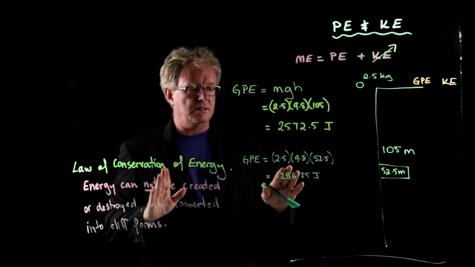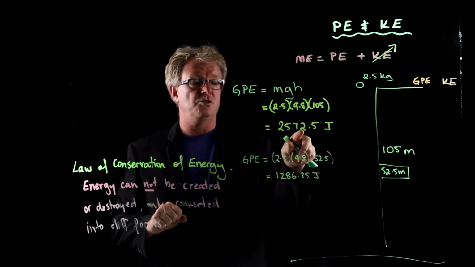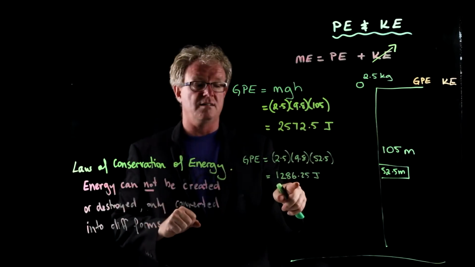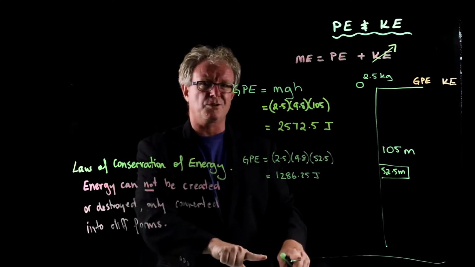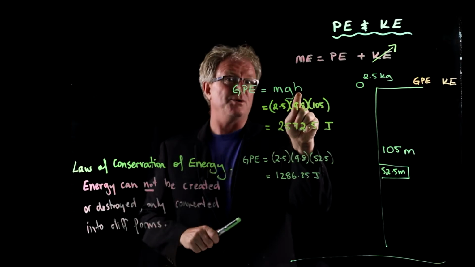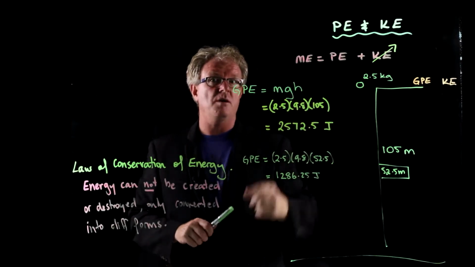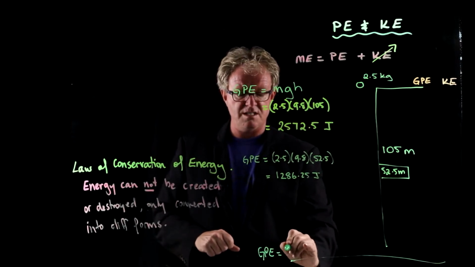Okay, so its energy is decreased from 2,572, and at halfway it's a lot less. What is its gravitational potential energy when it hits the ground? Well, its height is 0. So if the height is 0, anything times 0 is 0. So on the ground, its gravitational potential energy is 0 joules.